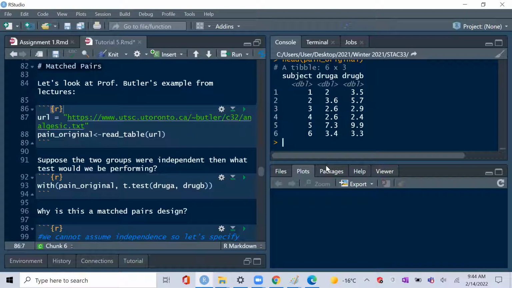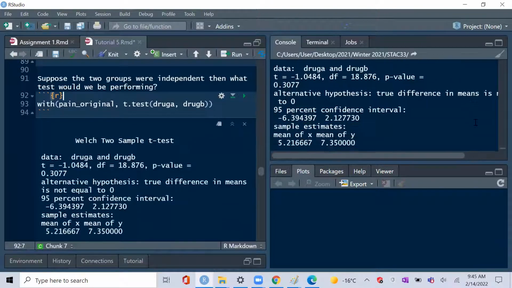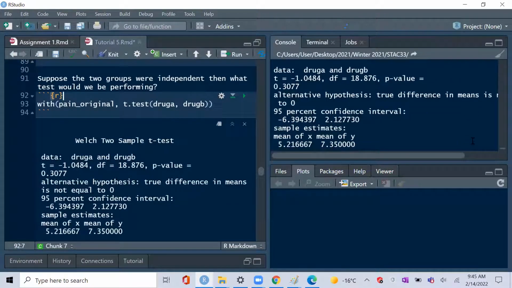But anyways, if we're performing a t-test that was independent, we would do this in the following way. We'll give the data frame. So with is a function that allows you to feed a data frame and do the test. So with the pain origin data frame, t.test is the t-test I'm performing, and I'm looking at the difference between these two different groups. You can see that if you perform a t-test with independent groups when you know it's not, we get a p-value that's not significant, right?